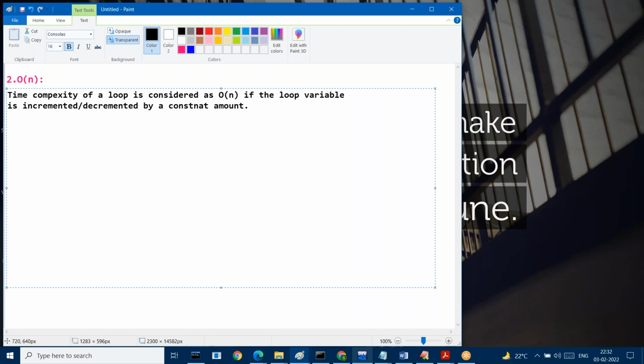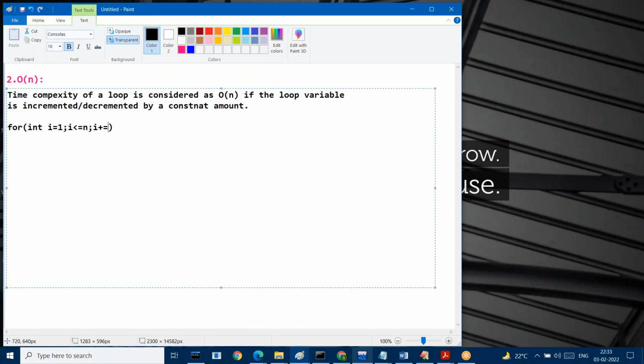Let's take an example: int i is equal to 1. Remember, int i is equal to 1 in this way; don't think every compiler supports it. I'm just writing it, that's it. Maybe some compilers don't support this, so you declare int i before that for loop, you know that. And i plus equal to c here. I'm not writing 1, it can be 1, 2, 3, 4, 5, 6, anything. And inside it, let us assume I have some big O of 1 expressions.